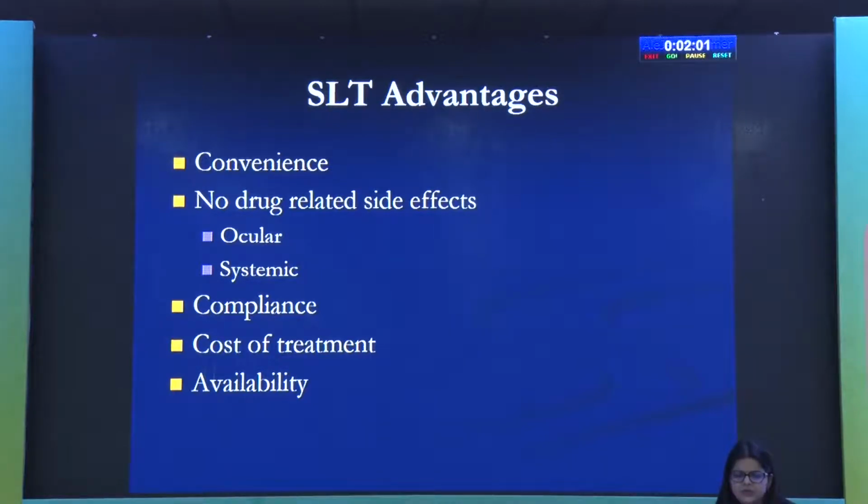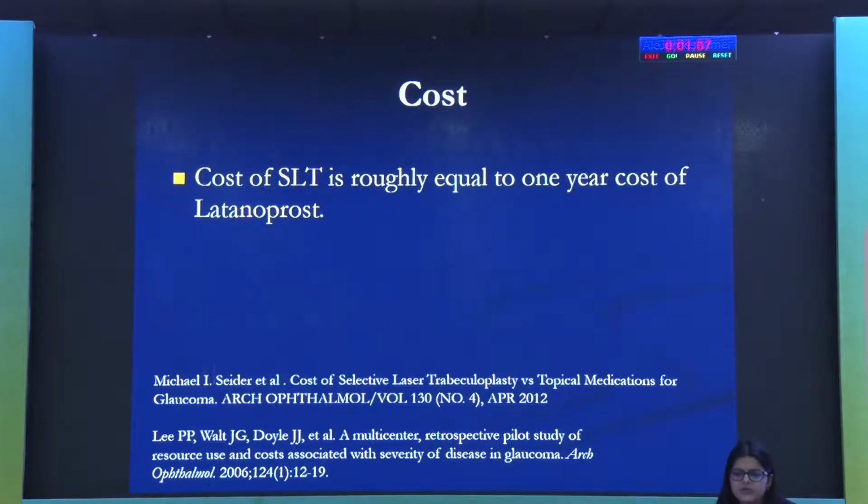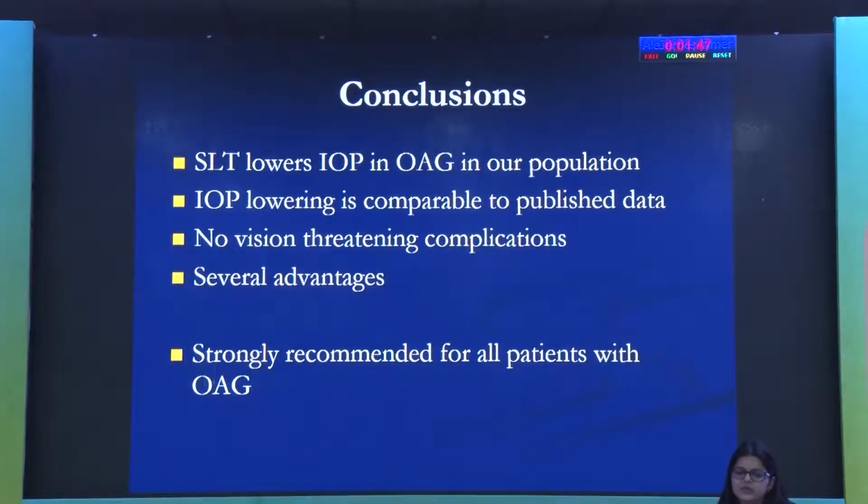The cost of treatment and availability could be an issue because it's not available at all places. The cost of SLT is roughly equal to about 1 bottle of latanoprost for 1 year, but this could vary in different countries and regions. So to summarize, SLT lowers IOP in OAG as well as in angle closure glaucoma, even in our population. IOP lowering is comparable with the published data, we didn't see any vision-threatening complications, and it has many advantages. Thank you very much.